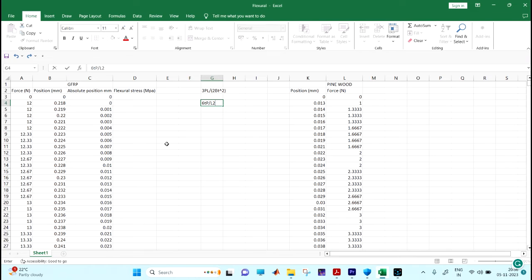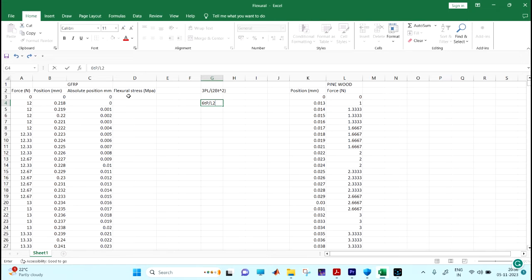We are going to plot the 3-point bending stress versus strain curve for the flexural test experiment that we have done for the glass fiber reinforced composite and pine wood. We got the output, the force and position. Now we have shifted this position to absolute position 0 because we have given a 12 Newton preload, so we remove the data up to the 12 Newton.